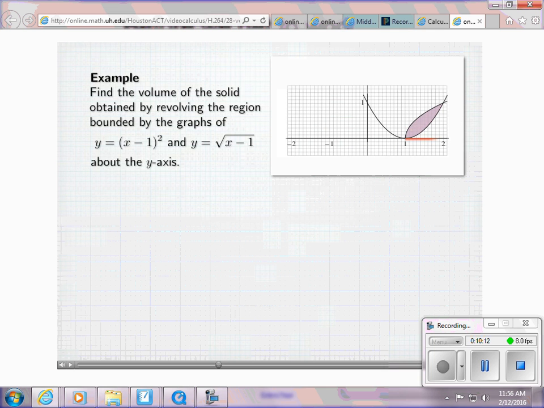Can you picture what it would look like if you take that region and you spin it around the y-axis? Nope. You can't. That's the answer.